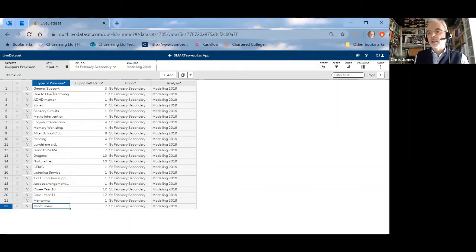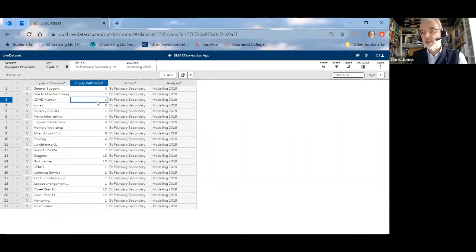So where we're looking, that's why I spent some time looking at that class and the 2027 as the average. In this case, general support in this school is offered 1 to 3, so an adult to 3 children. One-to-one mentoring clearly is 1-to-1. ADHD mentor is delivered 1-to-1. One of the schools has this thing called zones, and a member of staff is supervising 2 children. Sensory circuits is done 1-to-1.